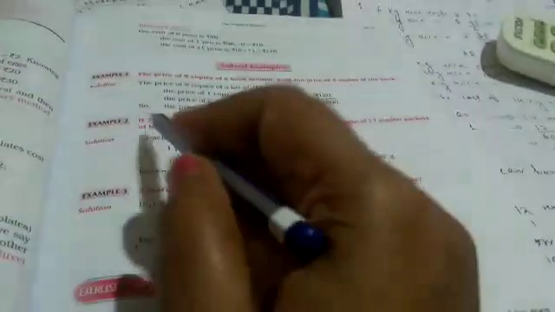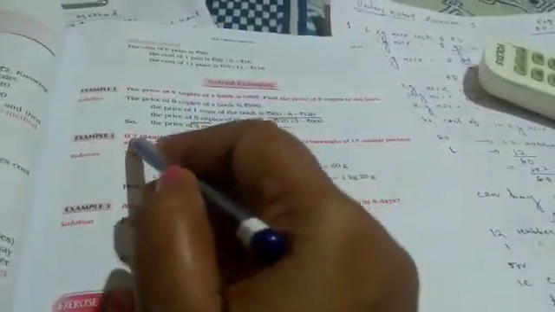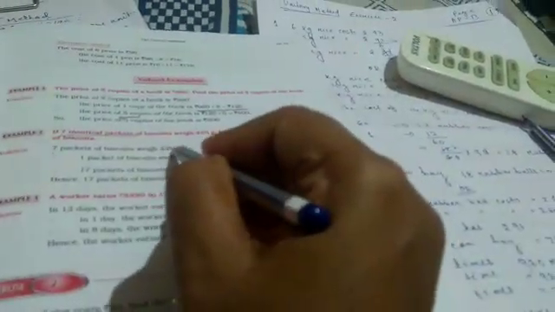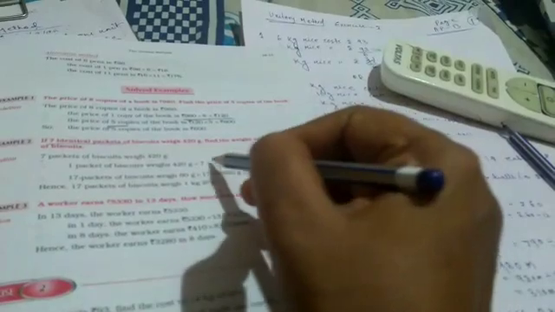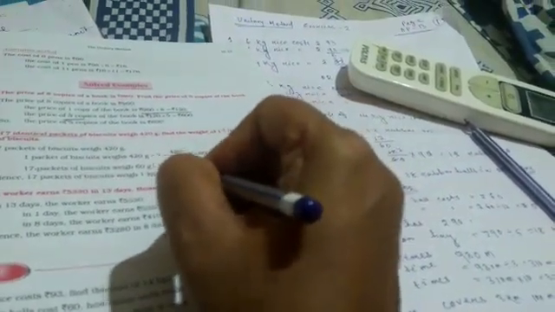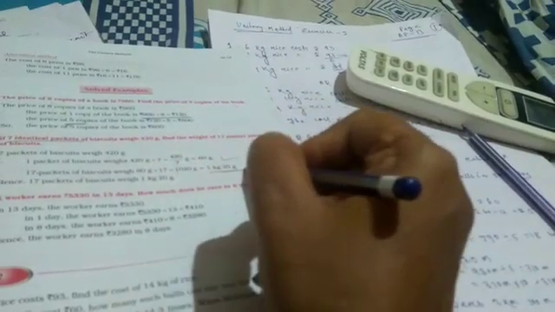Then the next example. 7 identical packets, that means same size of packets, weigh 420 grams. Find the weight of 17 similar packets. So here from 7 packets the biscuits were 420 gram. 1 packet, division, 420 gram by 7 equal to 60 gram. 17 packets equal to 60 multiplied by 17 equal to 1020 gram, or 1 kg 20 gram. We converted here into kg and gram. Got it?